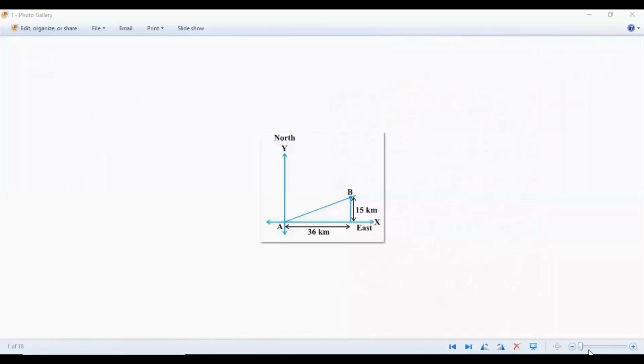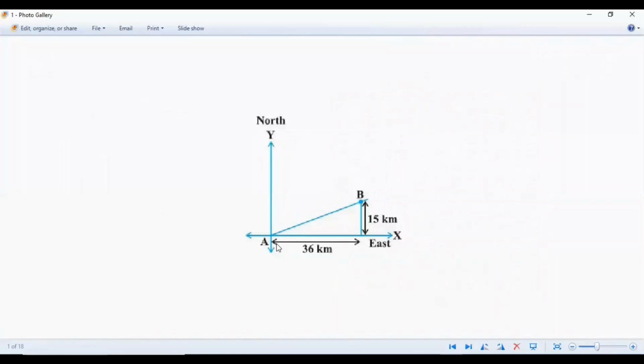You can see one picture here. One person wants to travel from A to B, a right triangle. We can give one name C here. From A to C is 36 kilometer, and B to C is 15 kilometer. So what will be the shortest distance from A to B? You want to find the distance AB, right? So here we can apply which theorem?